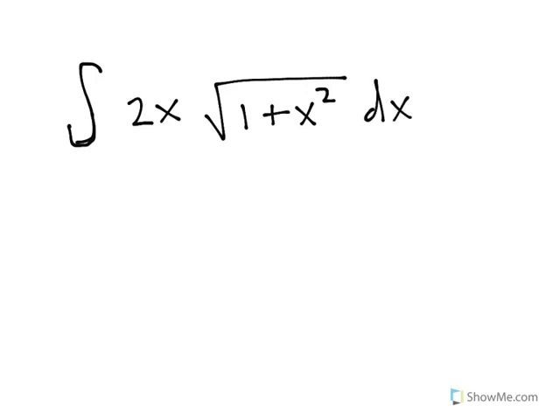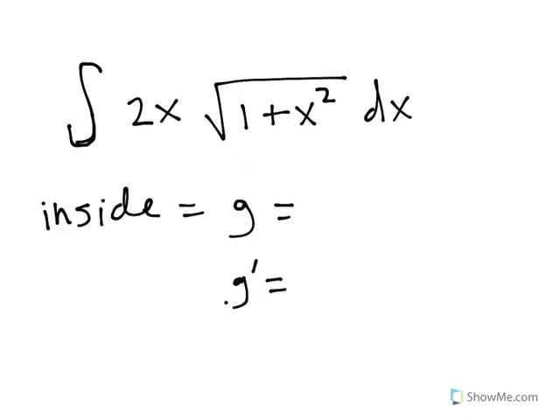We could have something like the integral of 2x times the square root of 1 plus x squared dx. Okay, so remember what we're looking for is, do you have a function somewhere on the inside whose derivative also shows up? If you know what your inside function is, that's what we're going to call g. Okay, and what we want is, do we have that derivative show up? So if we know what g is, can we then go find g prime, and does g prime show up in the problem as well?